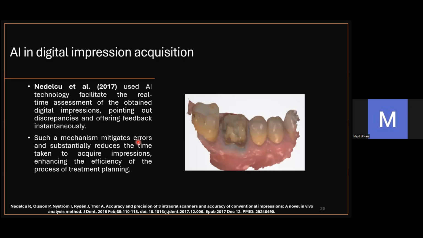You have to understand, not all systems are provided with such an accuracy feature. This accuracy feature can alert the dentist about any discrepancies, and if there are any areas that need to be rescanned. So such a mechanism mitigates errors and substantially reduces the time taken to acquire the impression, enhancing the efficiency of the process of treatment planning.